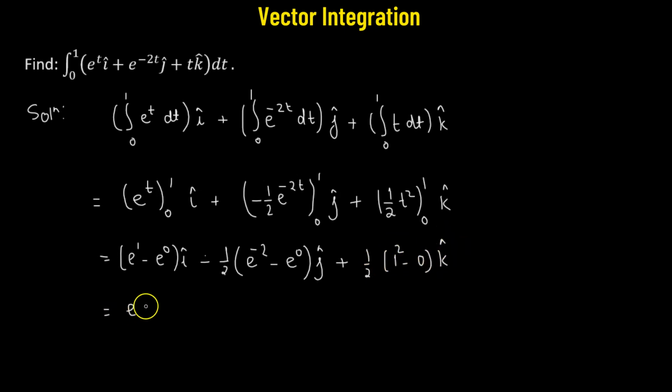So that equals e minus 1 i cap, minus half e raised to the power of negative 2 minus 1 j cap, plus half k cap. So this is the integration of the given vector valued function with limiting values going from 0 to 1.